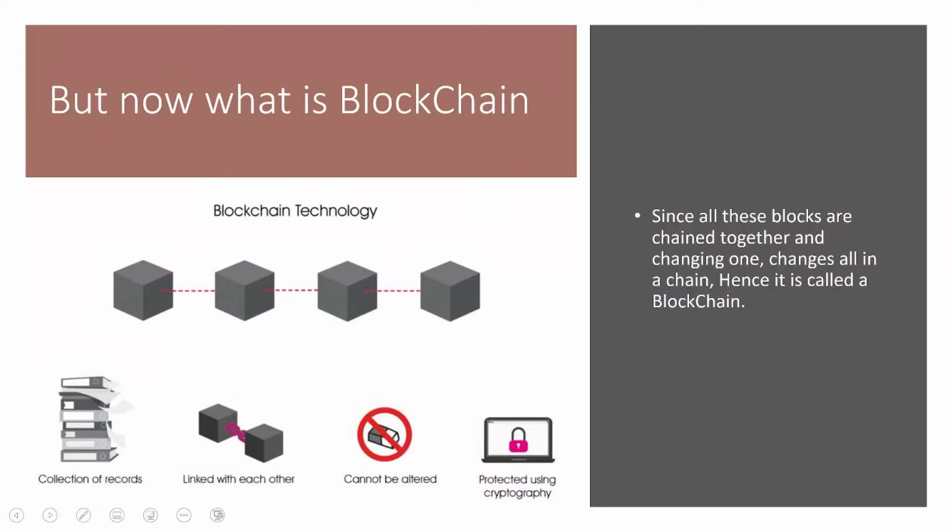So now what is a blockchain? As we discussed, each transaction is divided into blocks which contain their own hash. The next block contains the hash of the previous block and its own number.